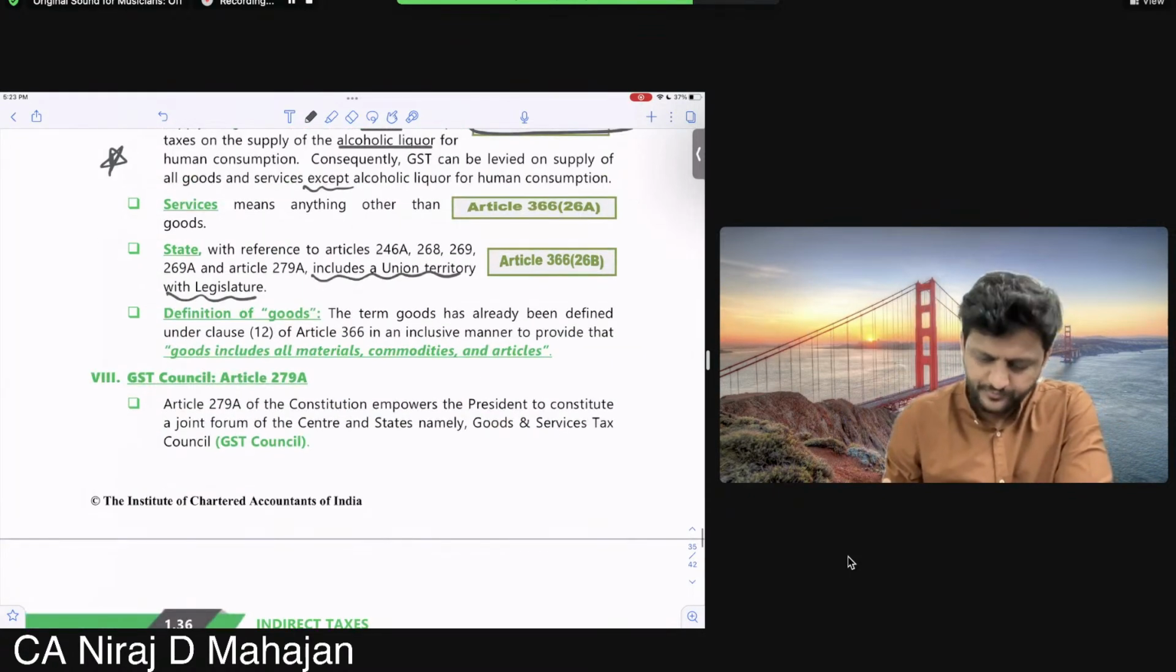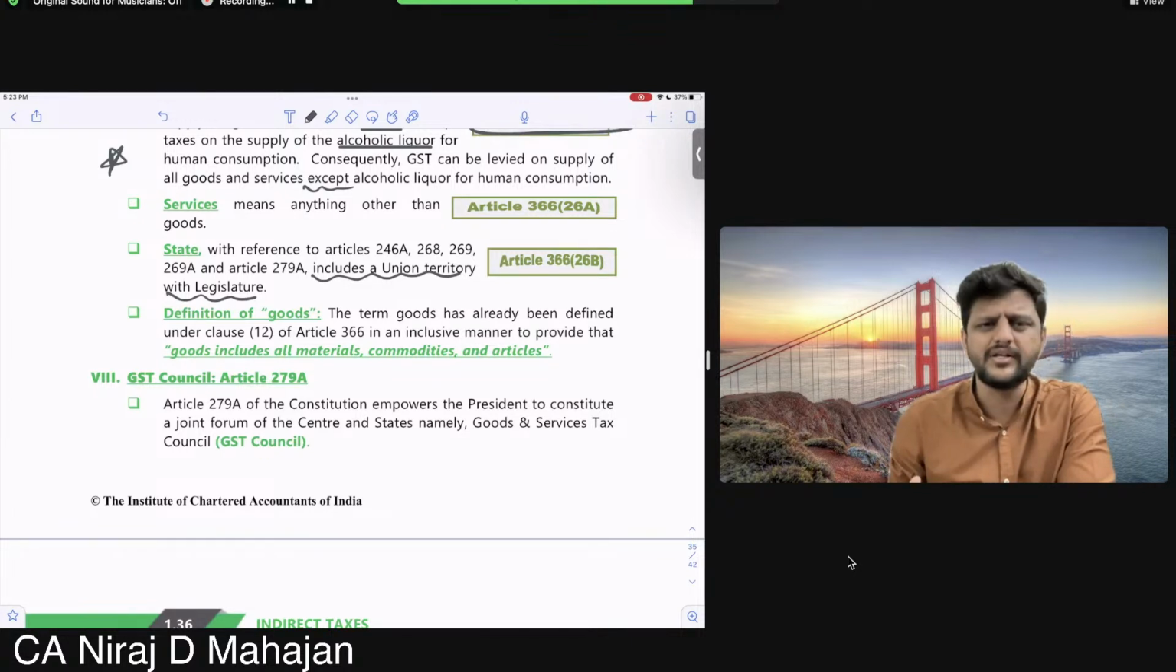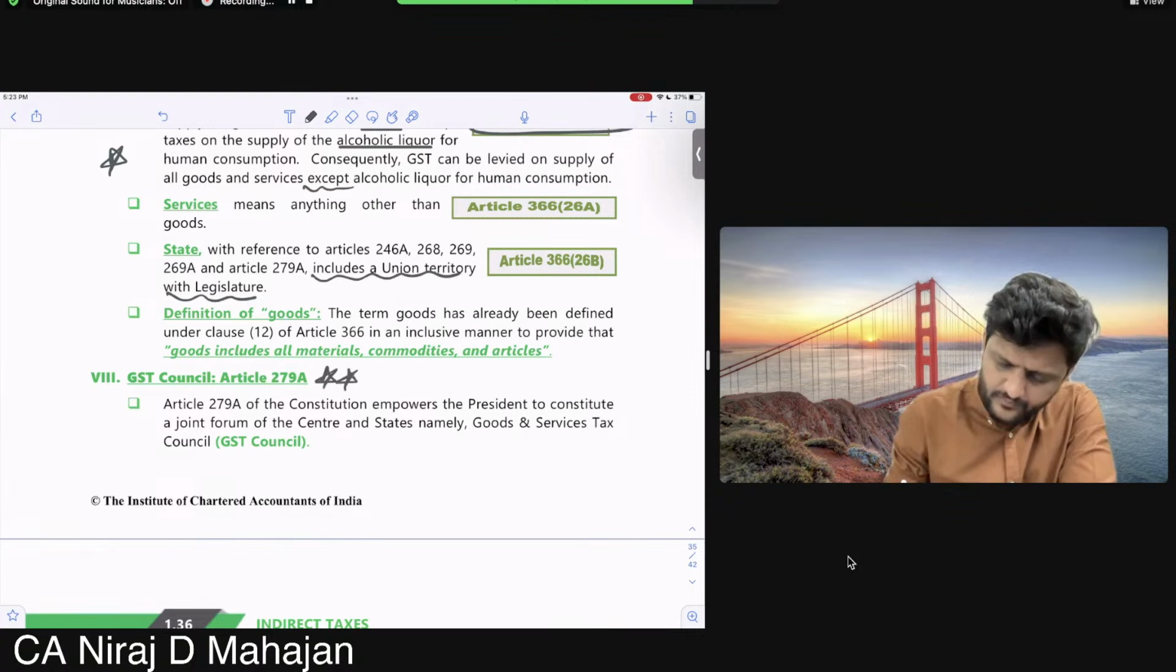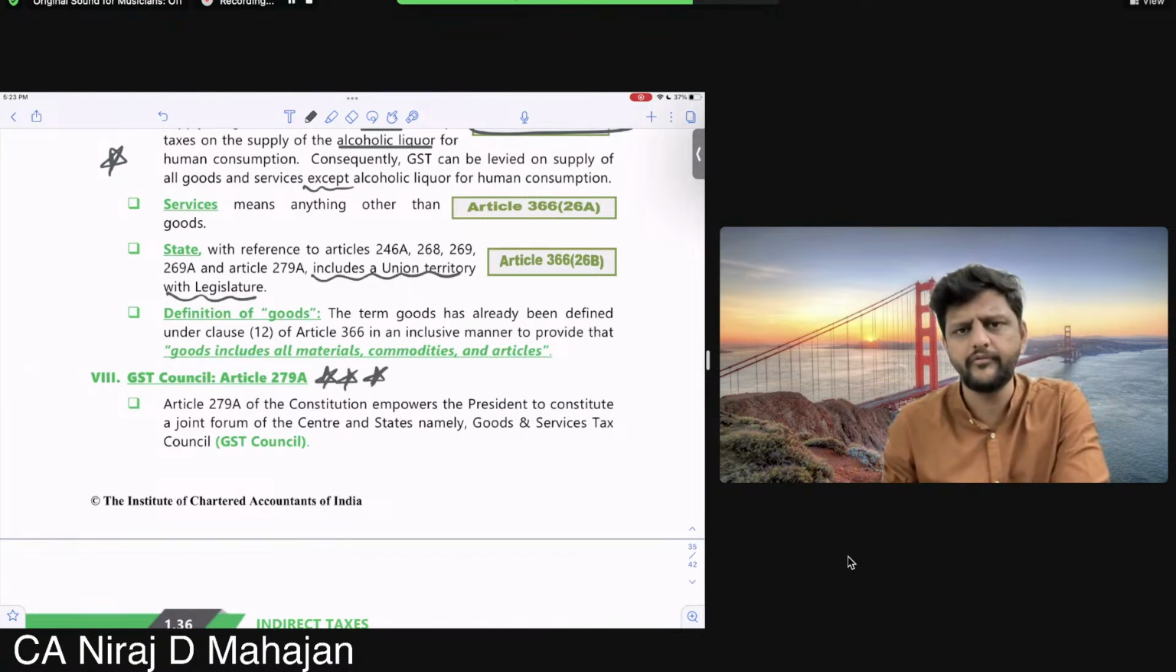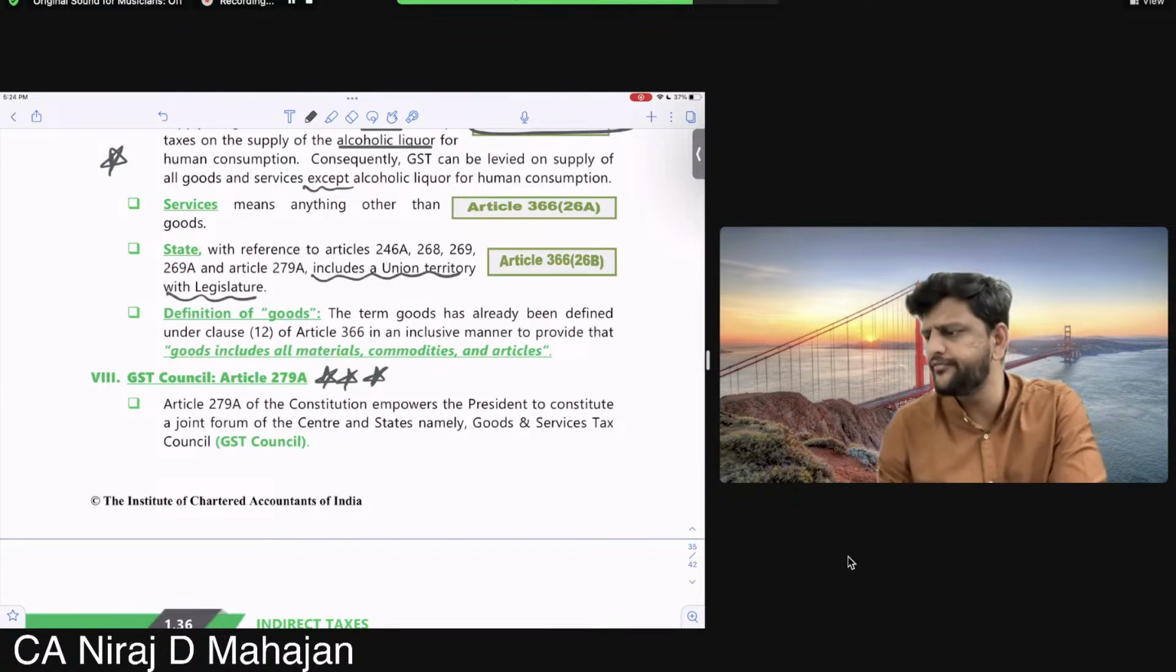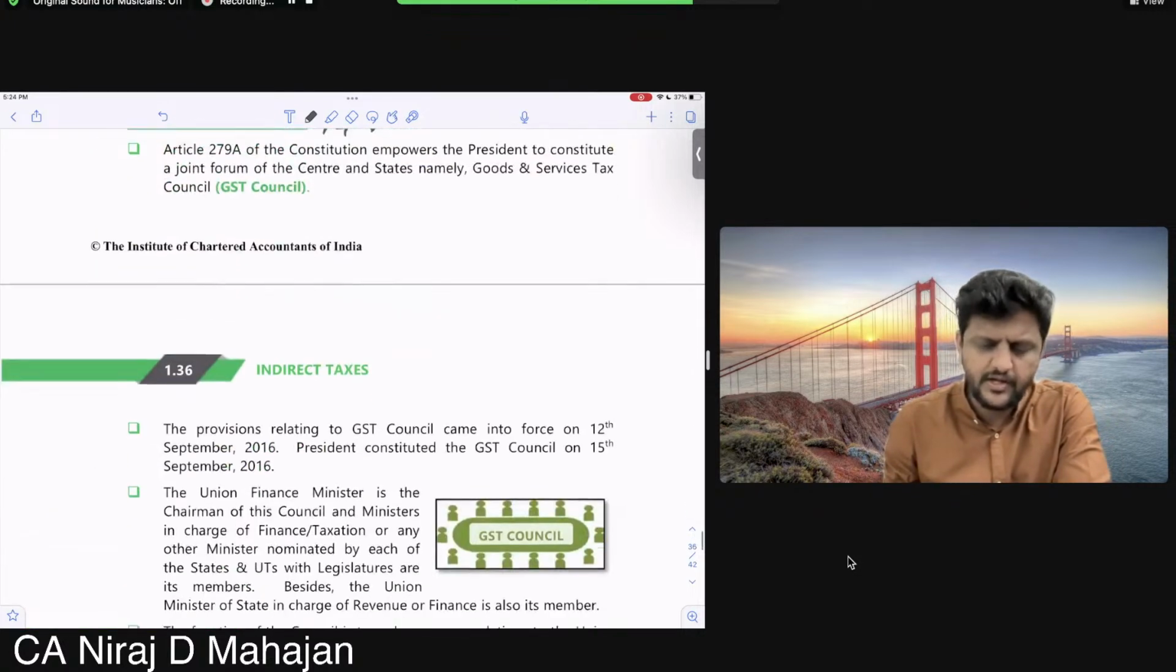Goods, clause 12 of Article 366, in an inclusive manner says goods includes all materials, commodities and articles. That's okay. Fine. Is it okay, everybody? Are you all following with me? Different articles are giving you details of different things. GST Council important now.